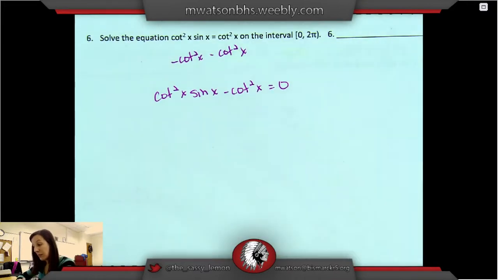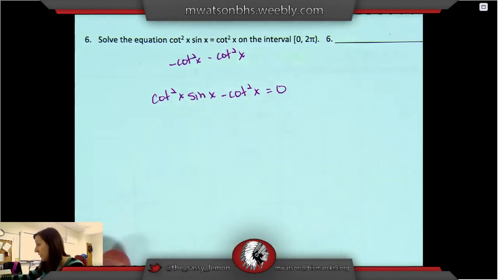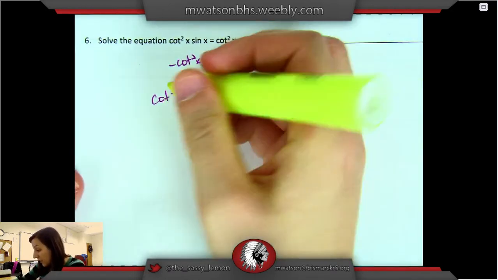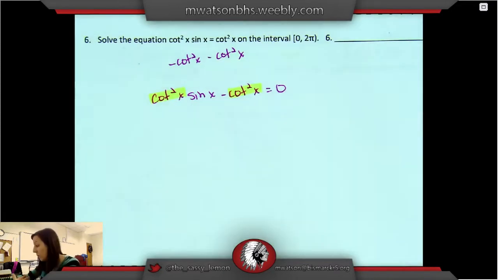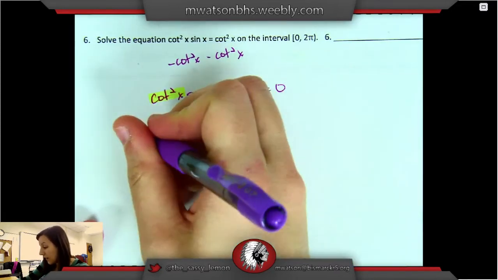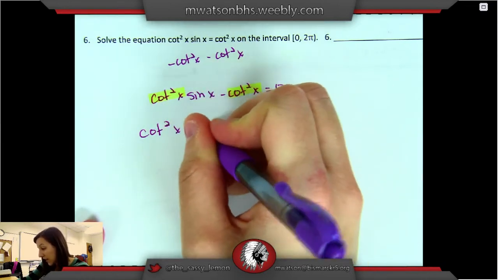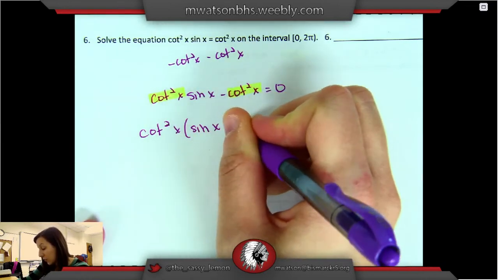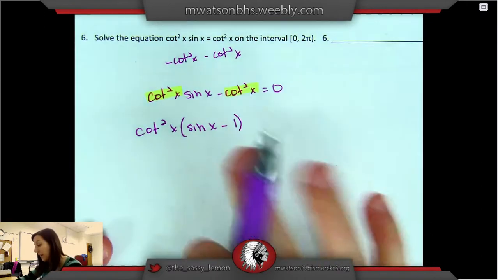I've got a binomial, so that means I only have two options, GCF or difference of perfect squares. Do we have a GCF here? Well, if you notice, we have a similar factor in each of the two terms. So that's what I'm going to pull out. That's the GCF. So you've got cotangent squared x times sine x minus 1. Don't just leave this blank. When you divide something by itself, it does leave behind a 1.